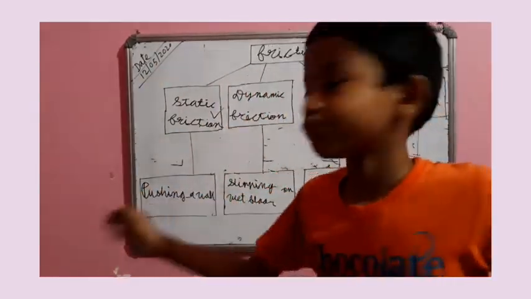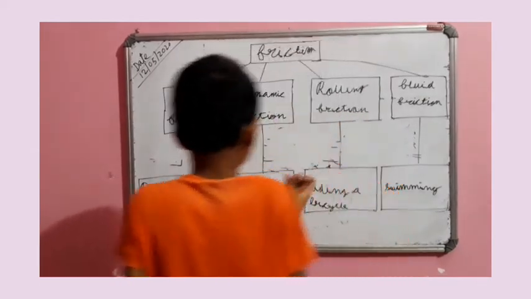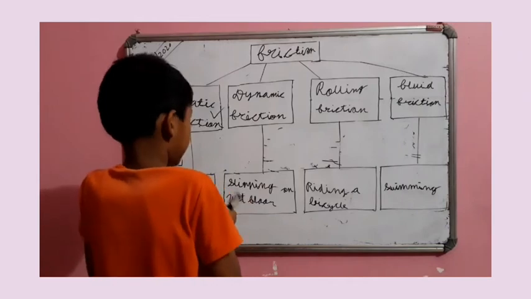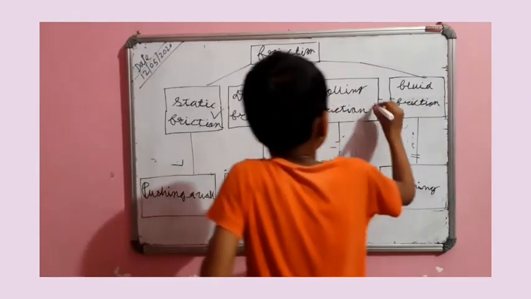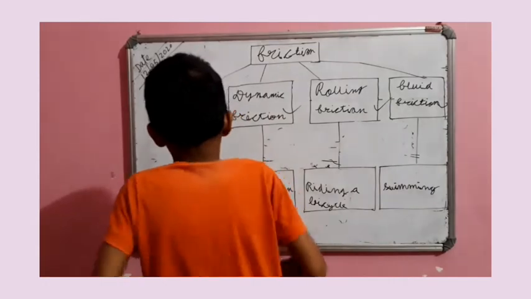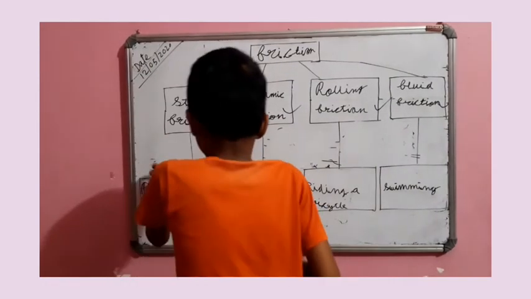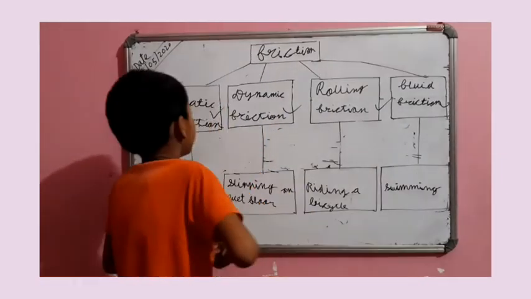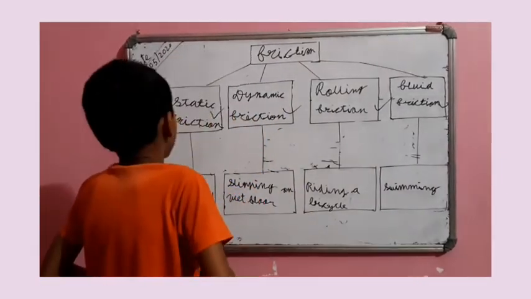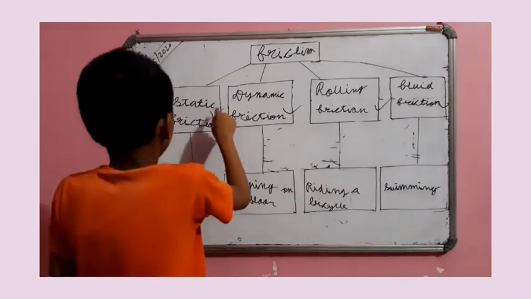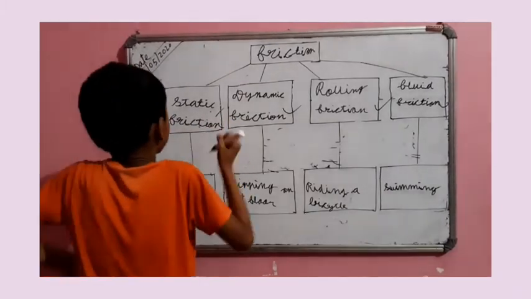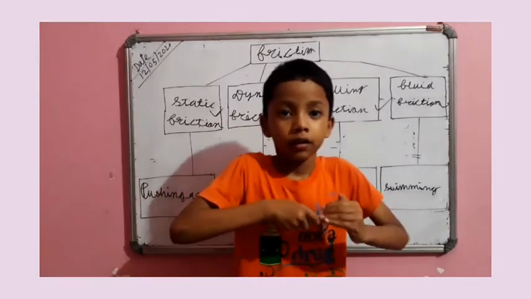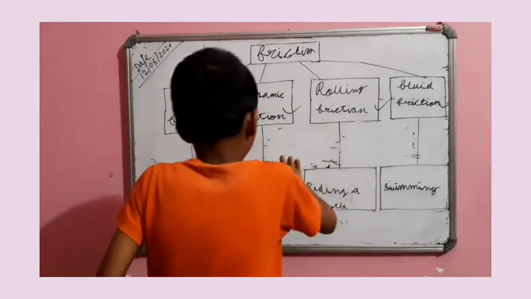Now, this is the swim. Now next one, the dynamic. Now level 2. Now the static friction.